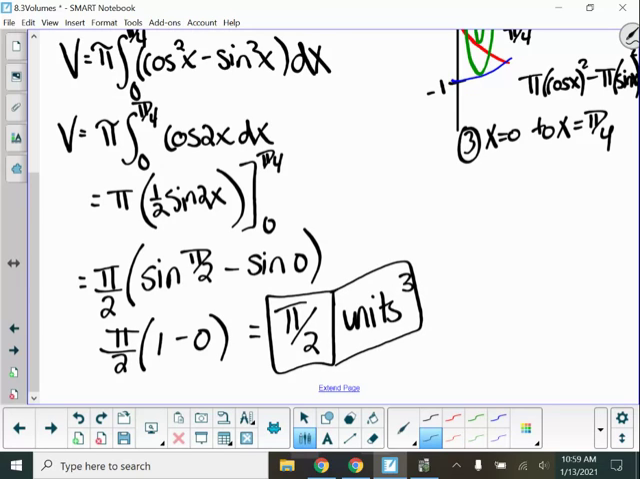So that's the washer method. Anytime you have two different curves and they aren't solid in the middle, then you do have to do the outside disk minus the inside.